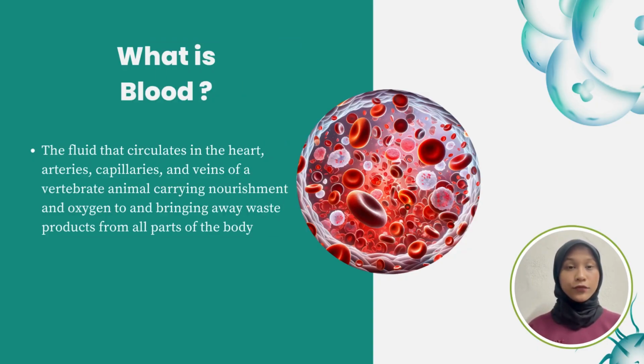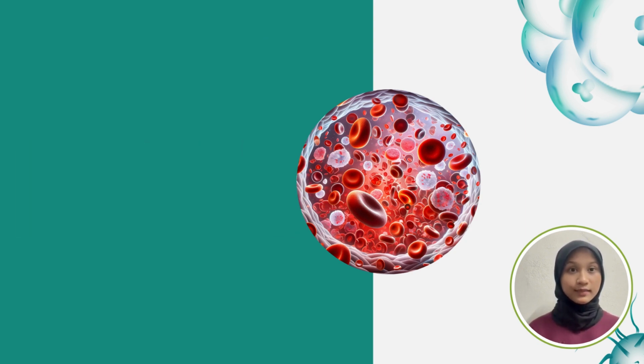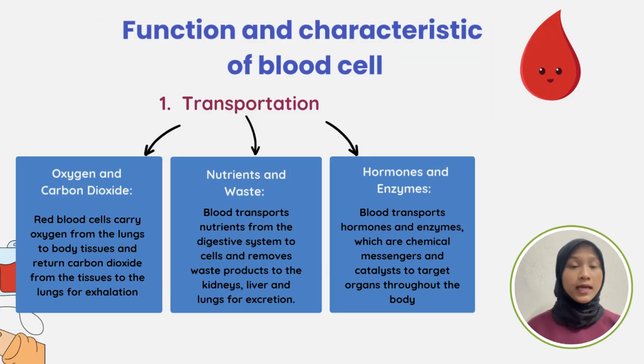So, for the last point in my part, I will talk about blood. What is blood? The fluid that circulates in the heart, arteries, capillaries, and veins of a vertebrate animal, carrying nourishment and oxygen to, and bringing away waste products from, all parts of the body. Blood has functions and characteristics of blood cells. It has two functions. The first one is transportation.